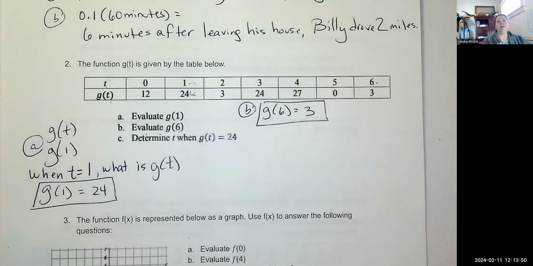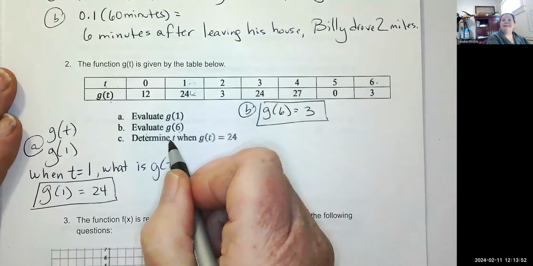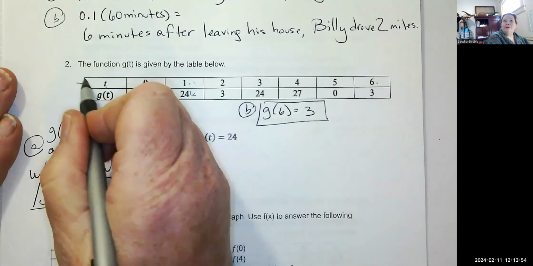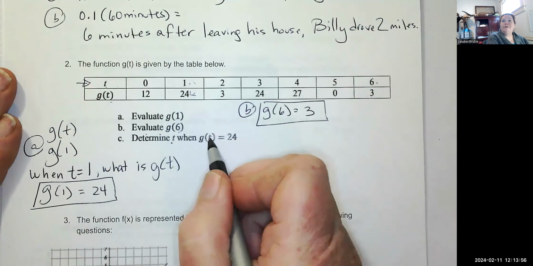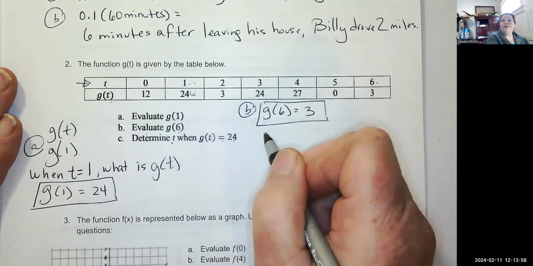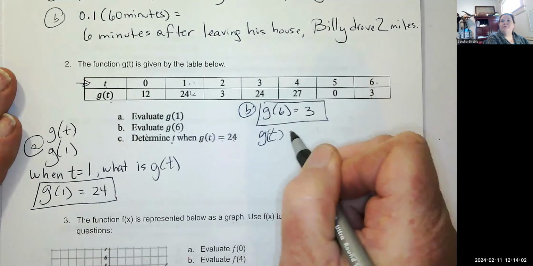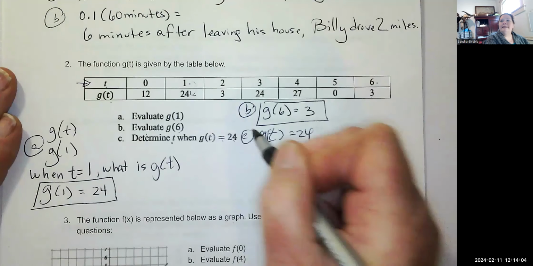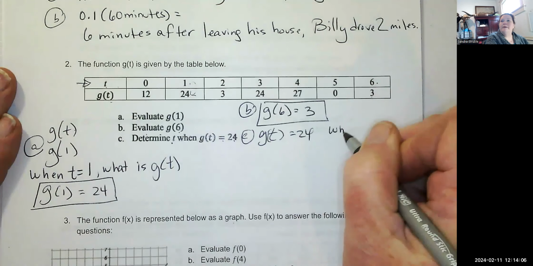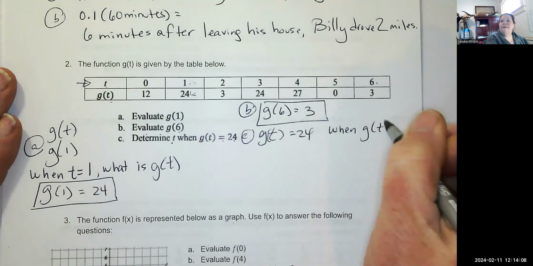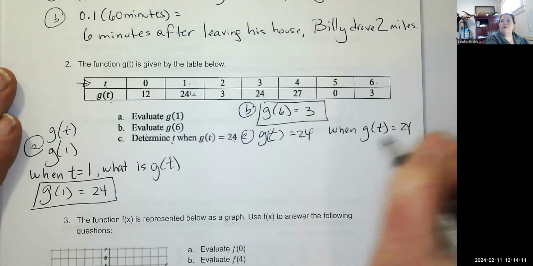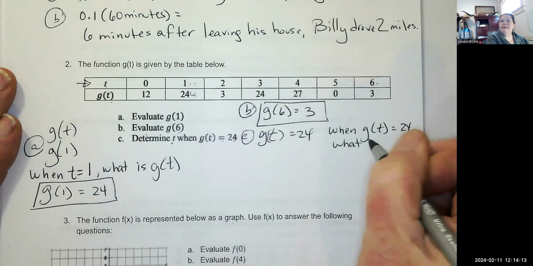Now for the next one, it's going to give you determine t. So we're going to be looking for our answer up here when g of t is 24. So they're telling us, I'm going to write g of t is equal to 24. When I see this, I say, okay, when g of t equals 24, what is t?